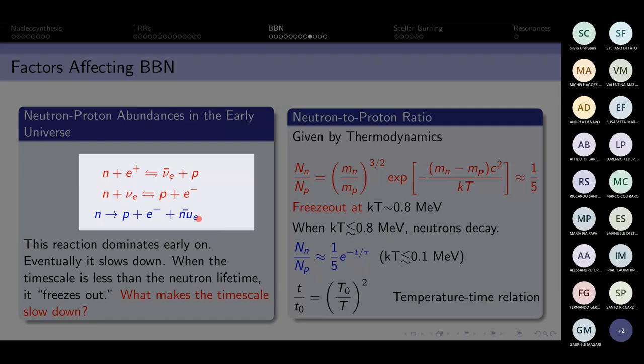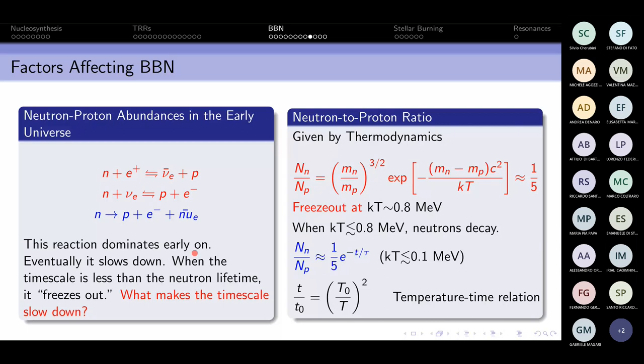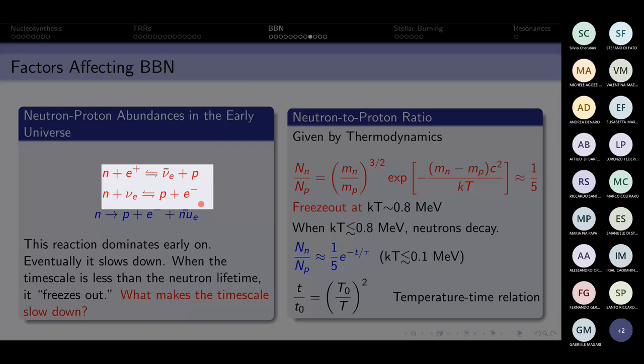Okay, neutron beta decay. I made a typo here. That should be a neutrino, a Greek letter nu there. So you see my typo there, Greek letter nu. Now, as the universe is moving along, these reactions dominate. These reactions are much, much faster than neutron decay. So the lifetime of those reactions might be seconds or something.